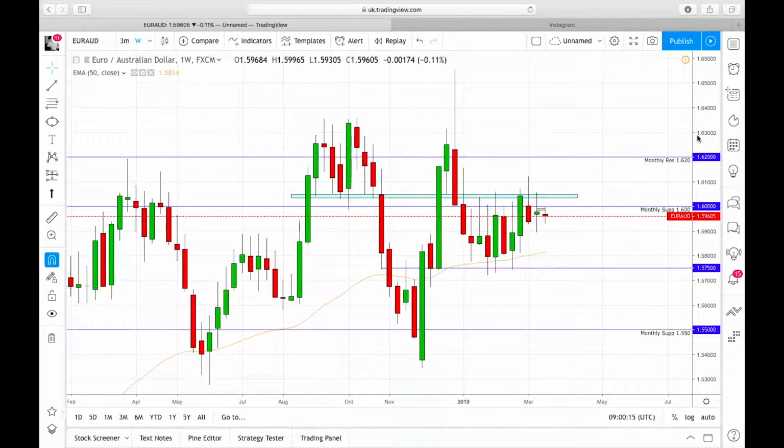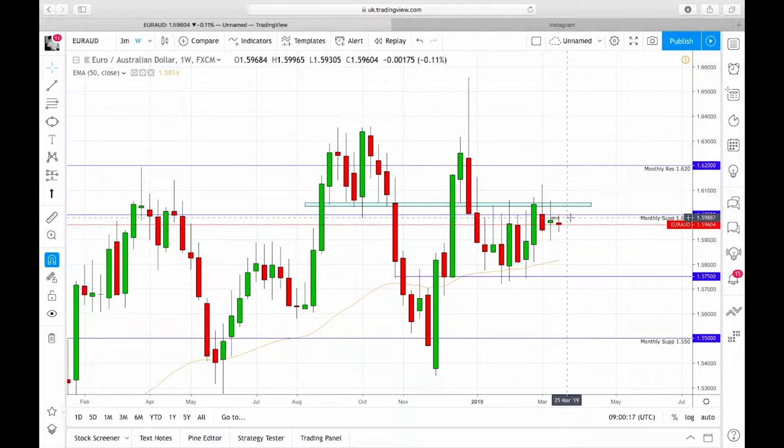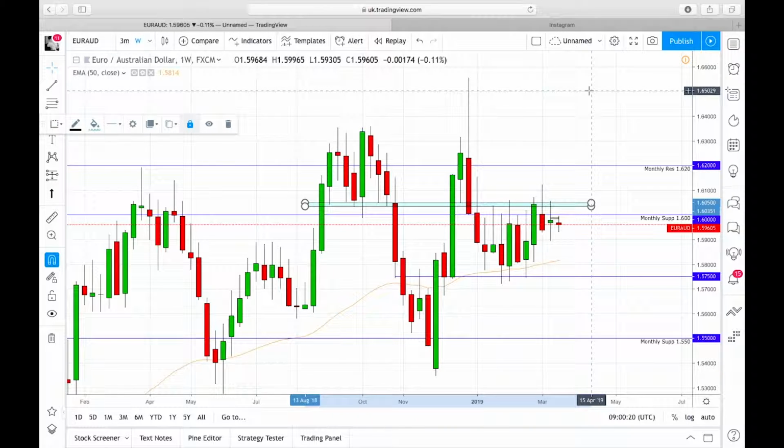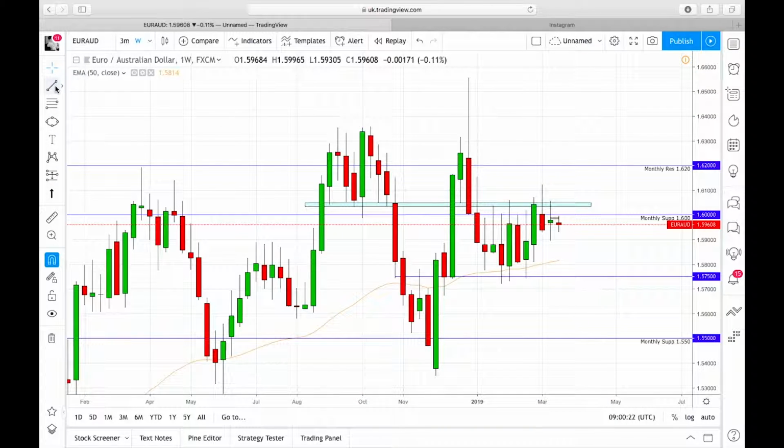I believe that if price can still remain below 1.6, and more specifically 1.60500, price is in for a decline back into support at 1.57500, right back down here.